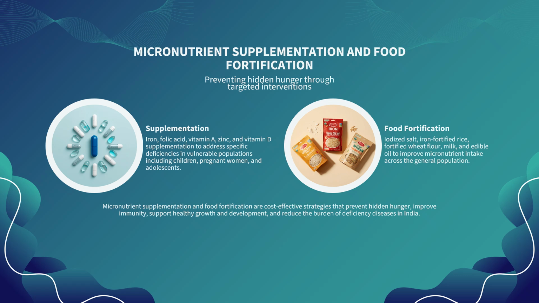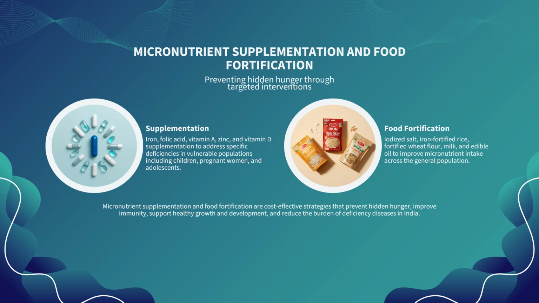We already said a double burden. Double burden means there is a presence of overnutrition and also malnutrition. This is called a double burden. This word is hidden hunger, which means deficiency of micronutrients. So, how can we prevent this? The first option is supplementation. Supplement iron, folic acid, vitamin A, zinc, and vitamin D to address specific deficiencies in vulnerable populations, including children, pregnant women, and adolescents.